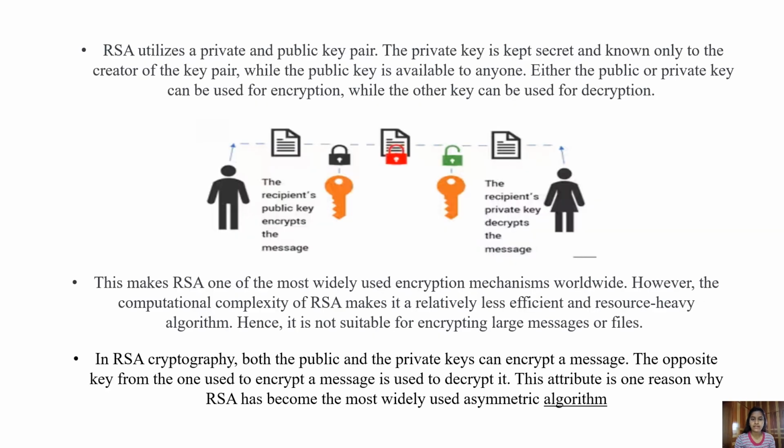RSA utilizes a private and public key pair. The private key is kept secret and known only to the creator of the key pair, while the public key is available to anyone. Either the public or the private key can be used for encryption, while the other key can be used for decryption. This makes RSA one of the most widely used encryption mechanisms worldwide. However, the computational complexity of RSA makes it a relatively less efficient and resource-heavy algorithm. Hence, it is not suitable for encrypting large messages or files.